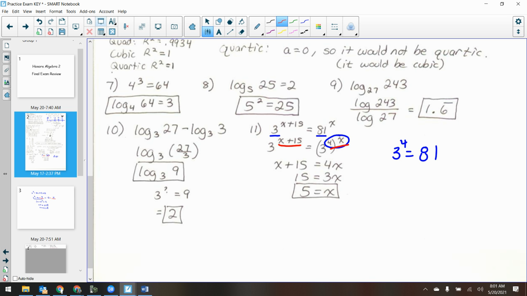Yep. For 11, what'd you get? Yeah, you just get rid of the 3? Yeah, once you get the bases the same, you can set the exponents equal to one another. Okay. Yeah.